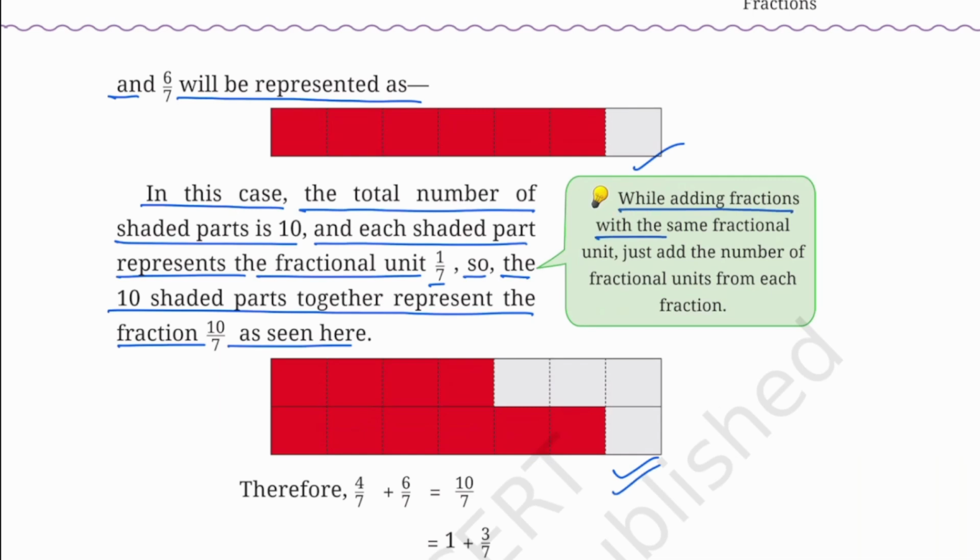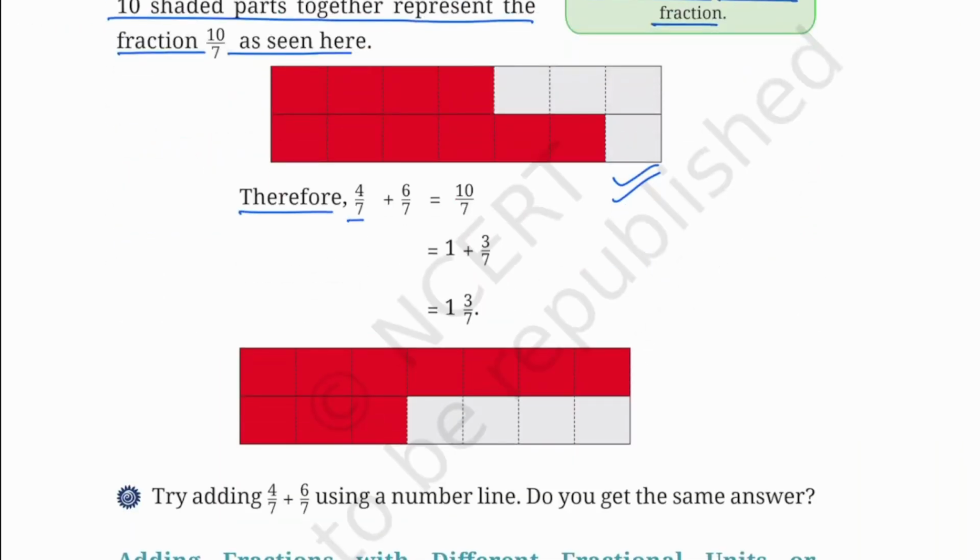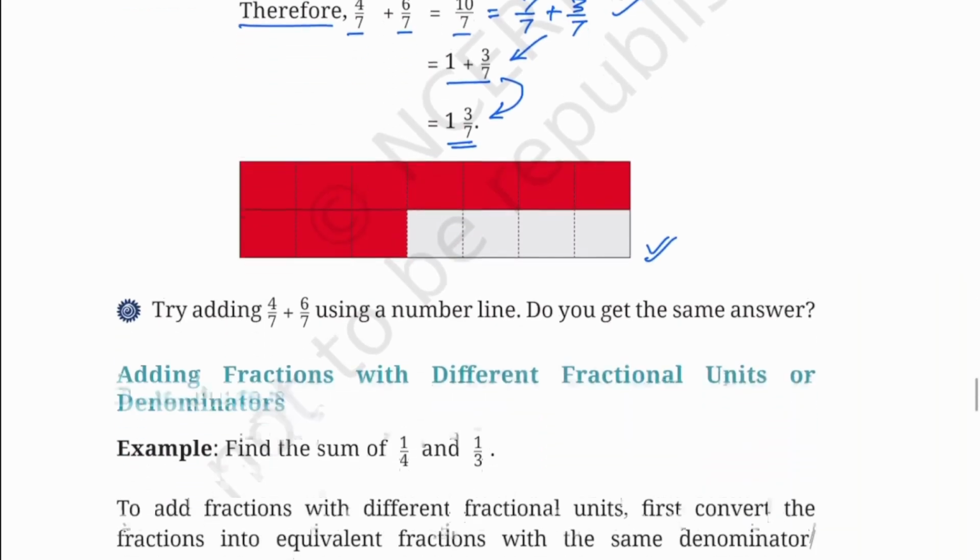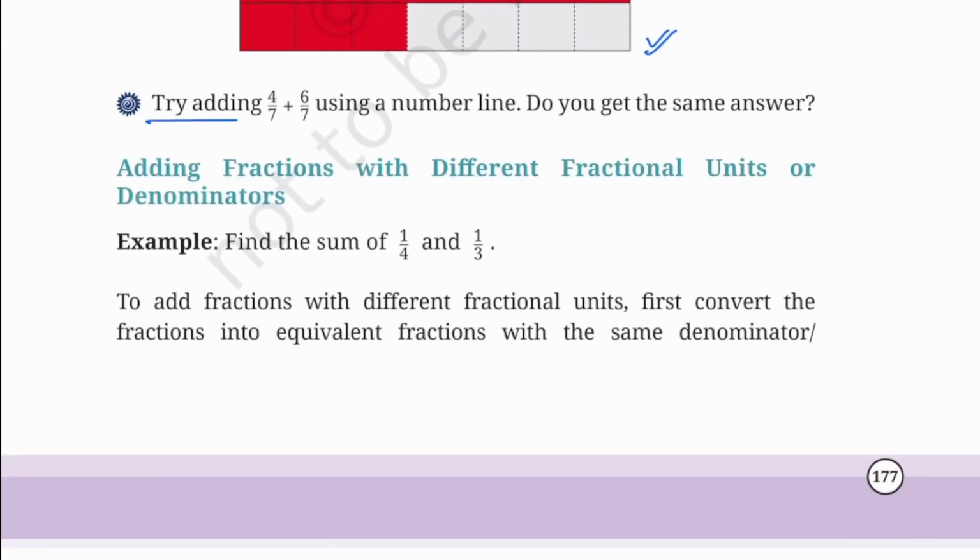While adding fractions with the same fractional unit, just add the number of fractional units from each fraction. Therefore, 4 upon 7 plus 6 upon 7 is equal to 10 upon 7. It can be written as 1 plus 3 upon 7. It can also be written as 1 whole 3 upon 7. Try adding 4 upon 7 and 6 upon 7 using a number line. Do you get the same answer?